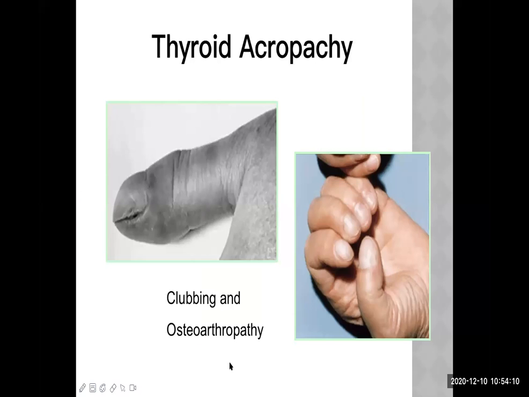Now here is thyroid acropathy. Here is clubbing. You can clearly see clubbing here, and here also the clubbing is shown. And if we take the X-ray, probably some of the phalanges are having excessive new bone formation because of the periosteal bone formation. So the combination is known as thyroid acropathy. Sometimes they may be painful as well.